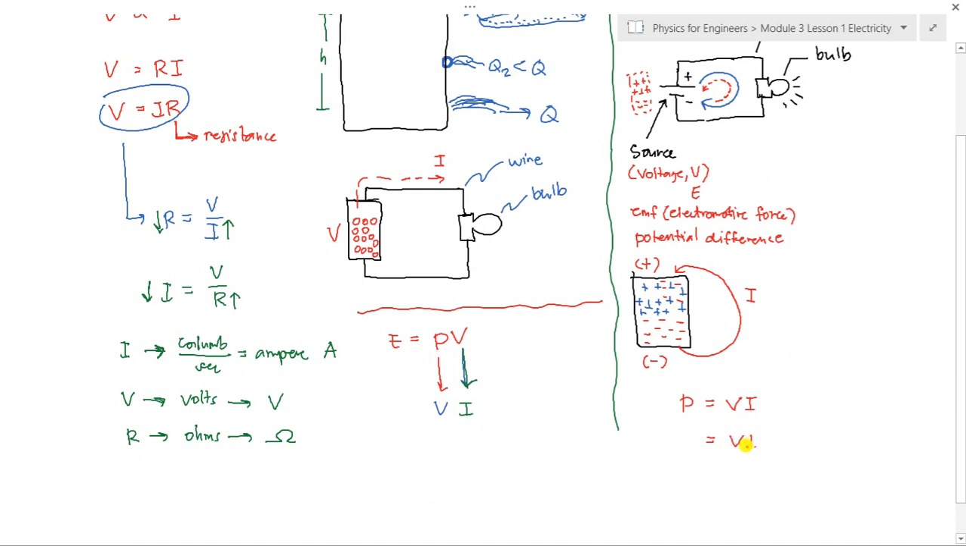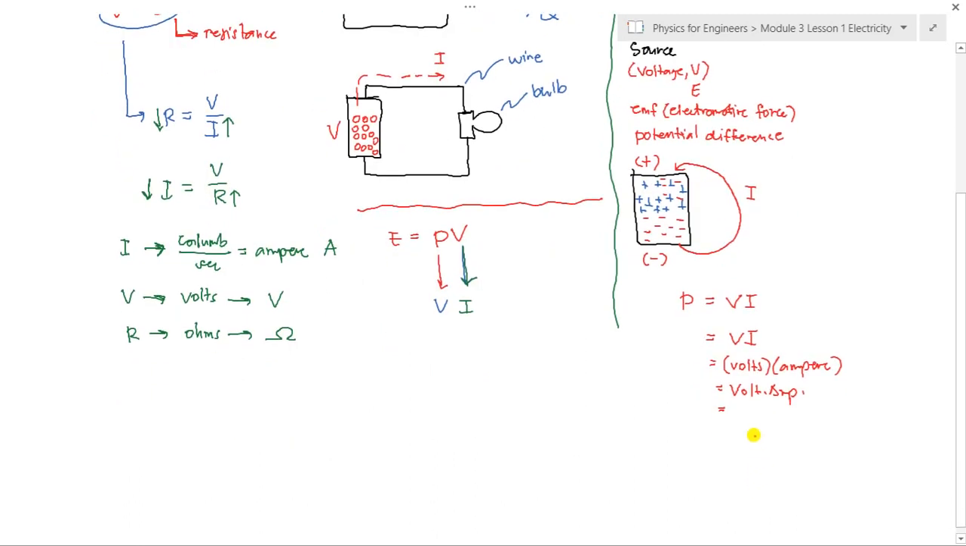In unit analysis, the voltage is in volts and the current is in amperes. So therefore, it is volt-ampere. Since this is power, the volt-ampere is equivalent to watts.